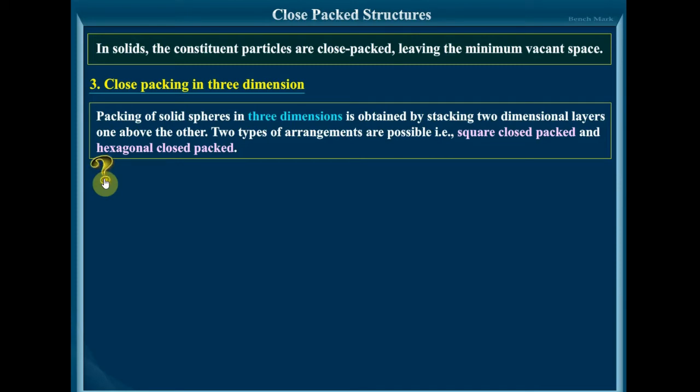This is very important. The main idea about close packing that you should know for doing problems is the 3-dimensional one. Close packing in 3 dimensions is easy to understand, but before that you should understand the arrangement in 1 dimension and 2 dimensions. First, let us go to the square close packed layers in 3 dimensions. The first layer, we have learned the arrangement.